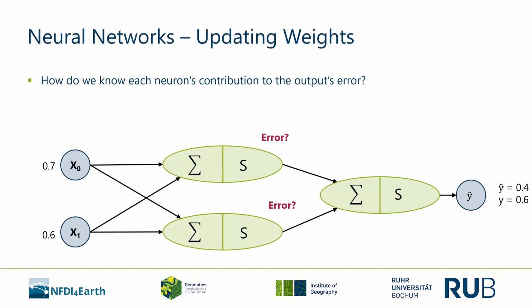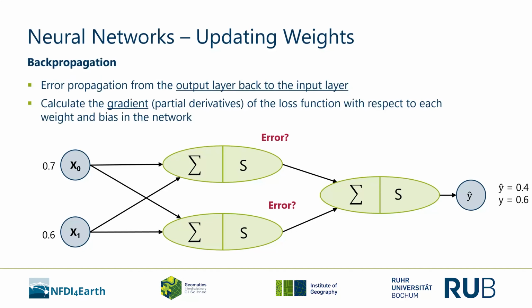But how do we figure out how much each weight contributes to the error? That's where backpropagation comes in. This is an algorithm that feeds the error from the output of the neural network backwards through the hidden layers to the input layers. The mathematical part of this is probably one of the most difficult things in deep learning. During backpropagation, the gradients of the loss function are calculated in relation to the weights and biases of the network. These gradients are then used to update the weights and optimize the model by minimizing the error.